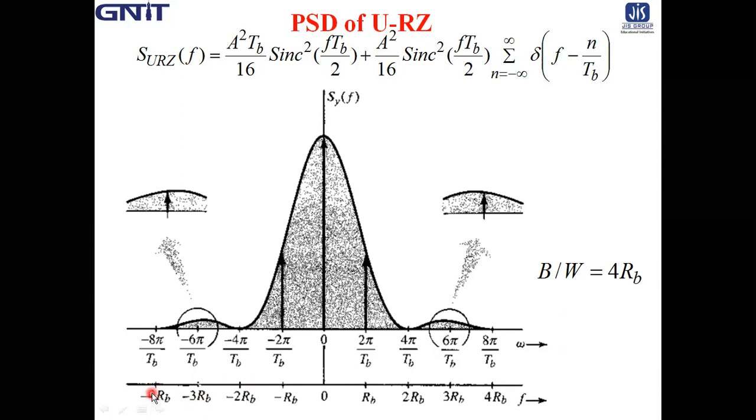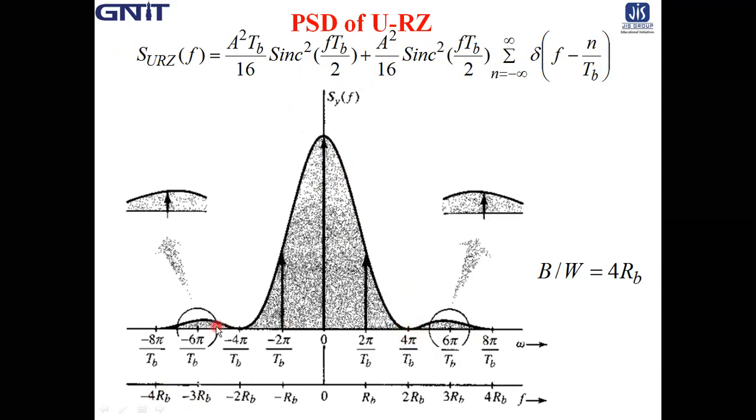So this is the problem: at which point does the sinc pulse cut the omega plane? So one thing is that FTB by 2π. So the first point is 4π/TB. So 4π/TB is the first point.